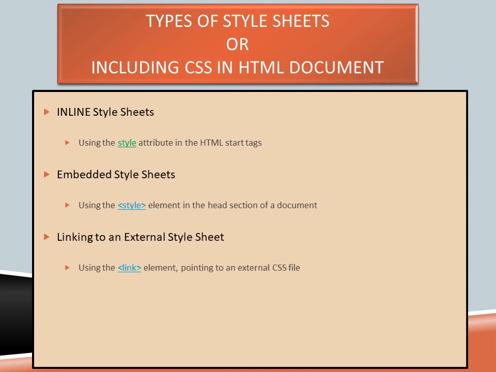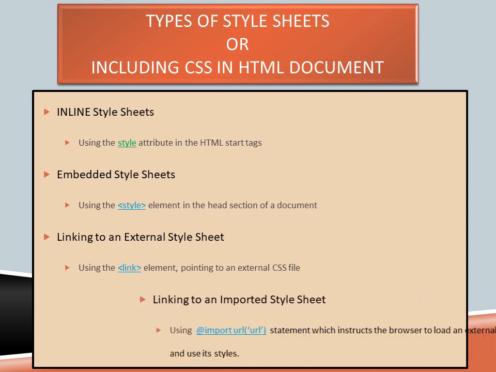Now next is linking to an external style sheet, and it is used by using the link element which points to an external CSS file. That means an external style sheet basically works as a template or file that consists only of CSS rules and comments but does not contain any markup. No markup means no other HTML tags will be used in an external style sheet.